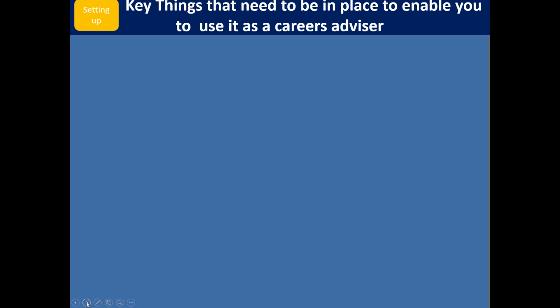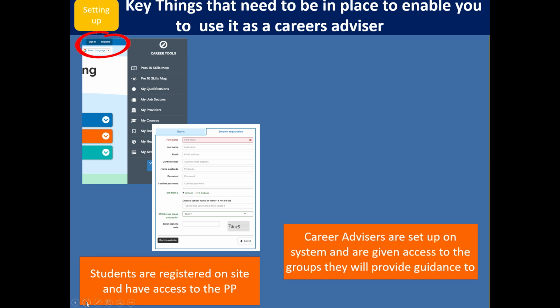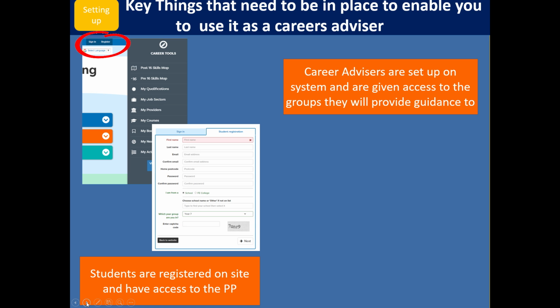So some of the key things, if you're going to be able to use the Pathway Planner, is that you need to have access to it. So things you can talk to your school about: just make sure you understand the students have to register themselves. You can't register them, they have to register themselves. Then the school have to allocate them to Pathway Planner groups, and for every group they have to have a careers advisor attached to them. So it's important that your school have done that.